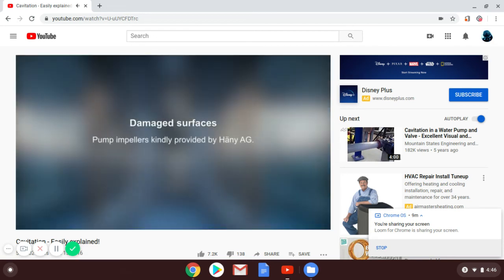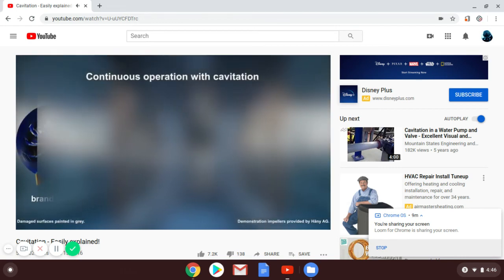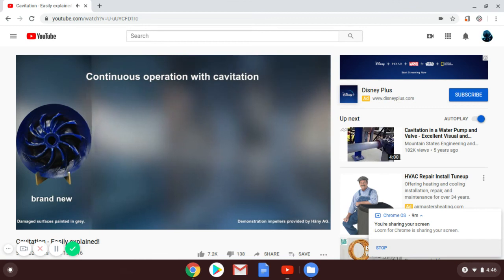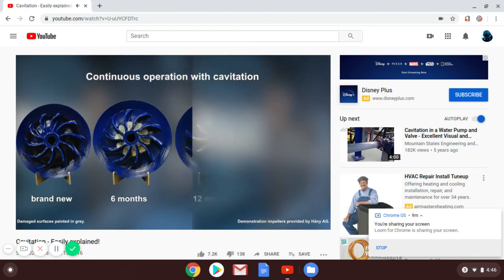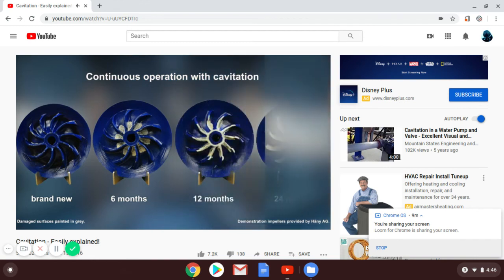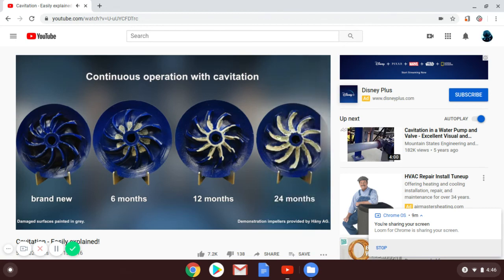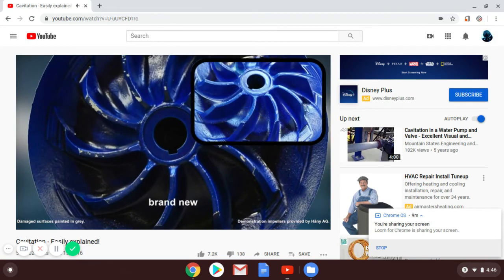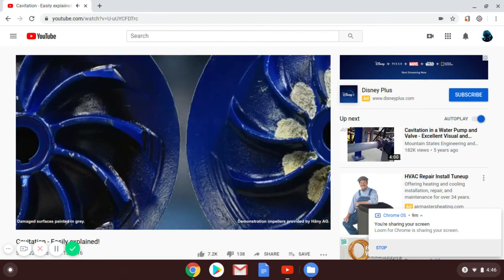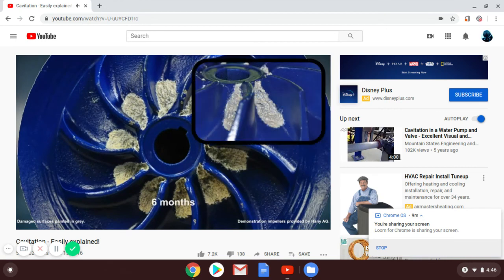We show a few examples of damage in pump impellers kindly provided by the Swiss pump manufacturer Herney. A brand new impeller on the left in comparison with an impeller having been continuously exposed to cavitation during 6 months, another impeller with damage from 12 months operation in cavitation, and one from 24 months. The new impeller shows the geometry as it should be under normal operation without cavitation. After 6 months of operation under cavitation, material has been eroded in the center of the wheel. The respective areas are highlighted with gray color. The impeller blades are undamaged.